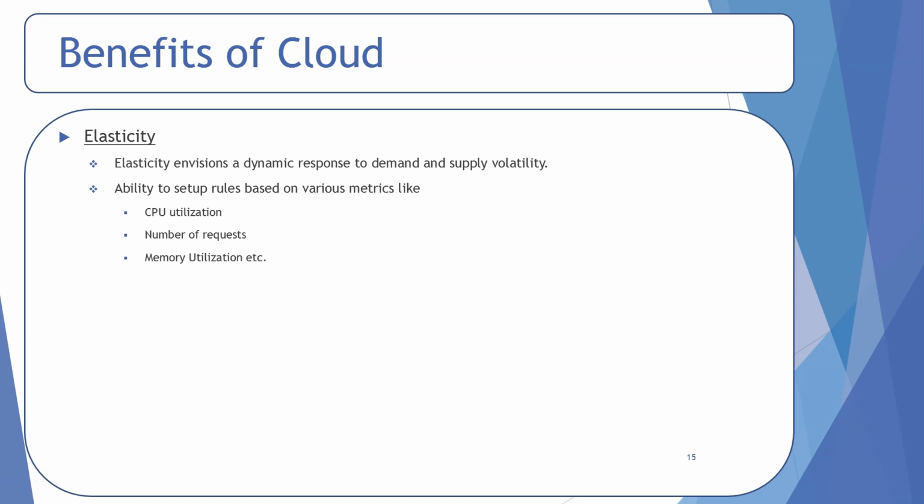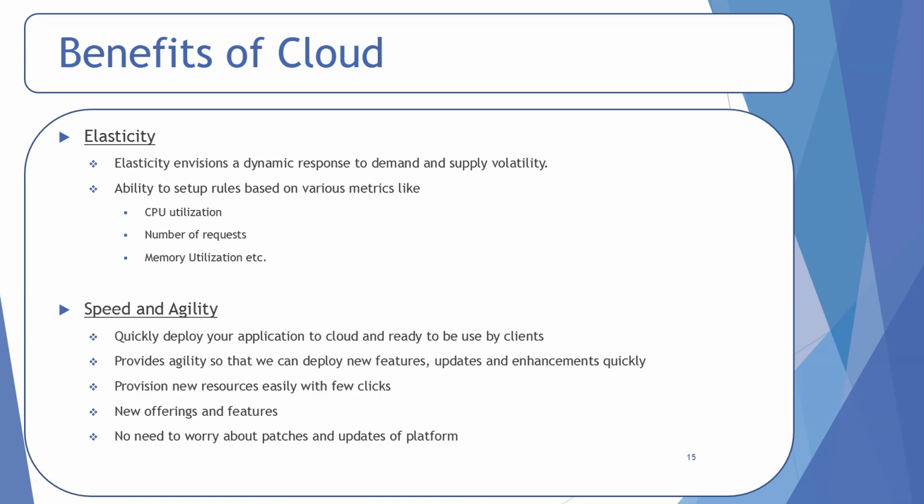We can also set up rules by CPU utilization. It would automatically add or remove resources using the rules, so we can keep the cost down. Speed and agility. Cloud provides ability to quickly deploy application to cloud and ready to be used in minutes. Using continuous integration and deployment setup, we can deploy new features, enhancements, and bug fixes quickly.